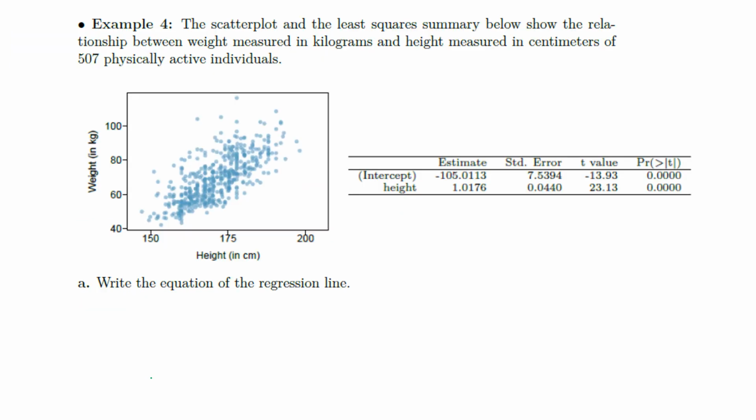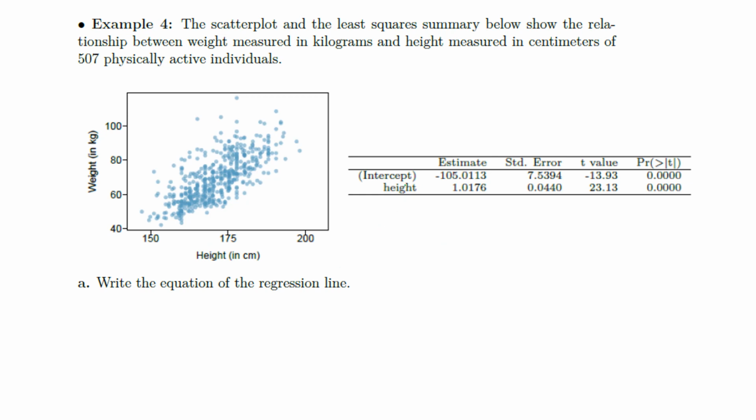So for our very last example here, I just want to show an example where the data output looks just a little bit different so that you feel comfortable reading off of this as well. So this one says that the scatter plot and least squares summary below show the relationship between weight measured in kilograms and height measured in centimeters of 507 physically active individuals. First, they want us to write the equation of our line based on this.